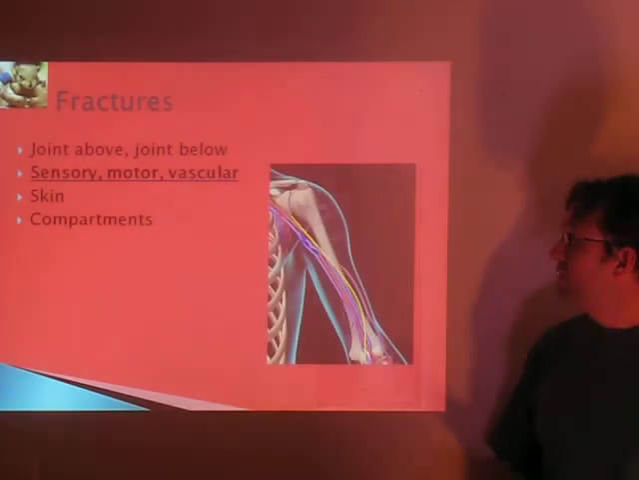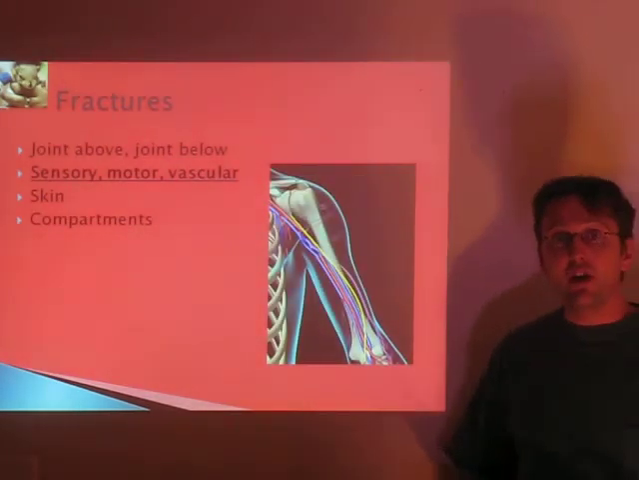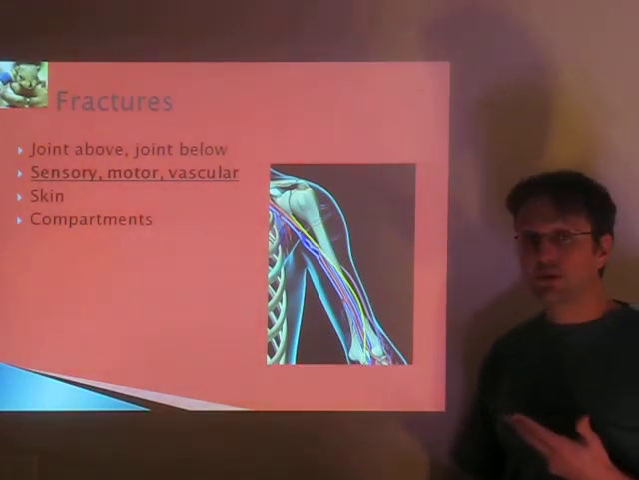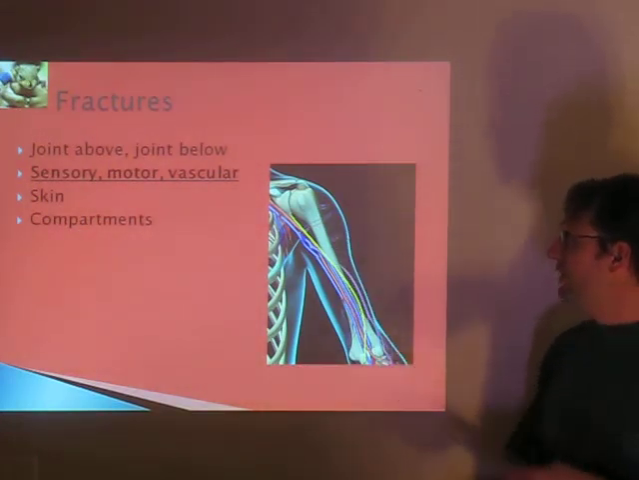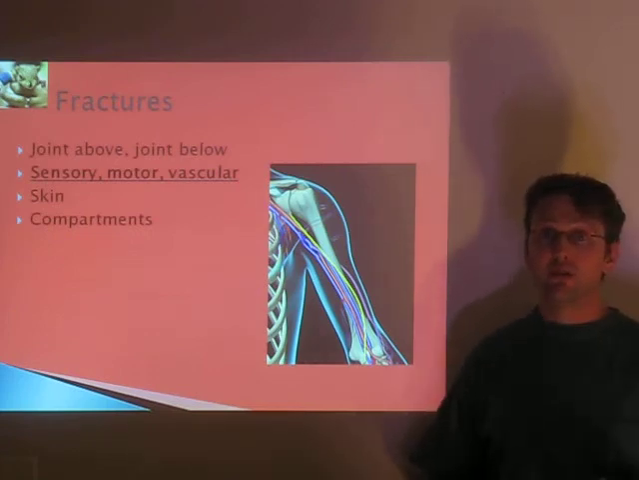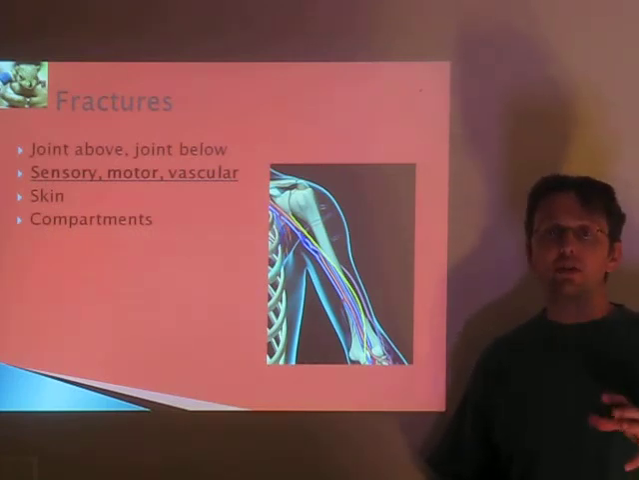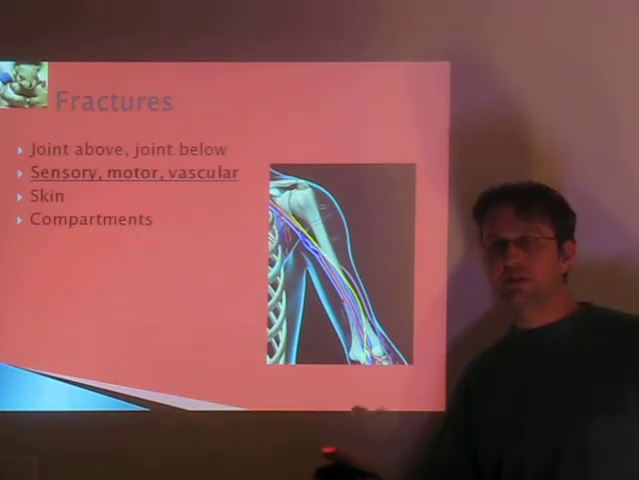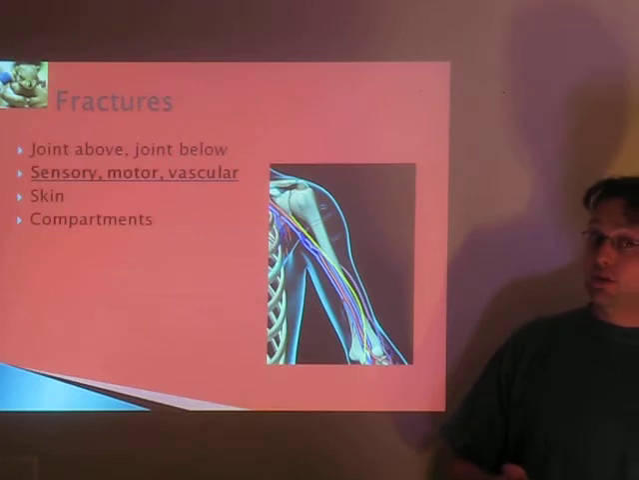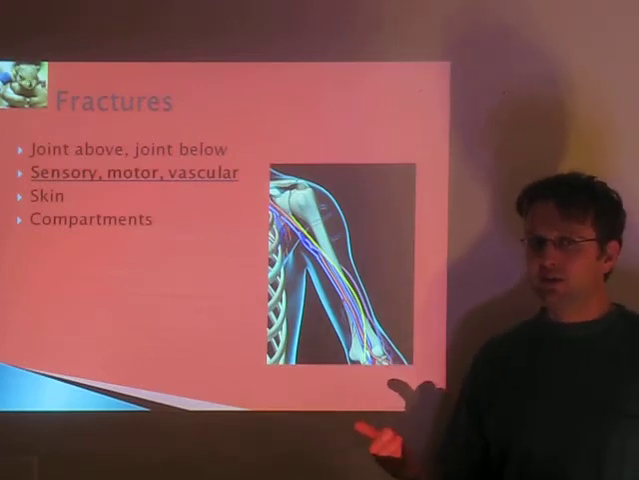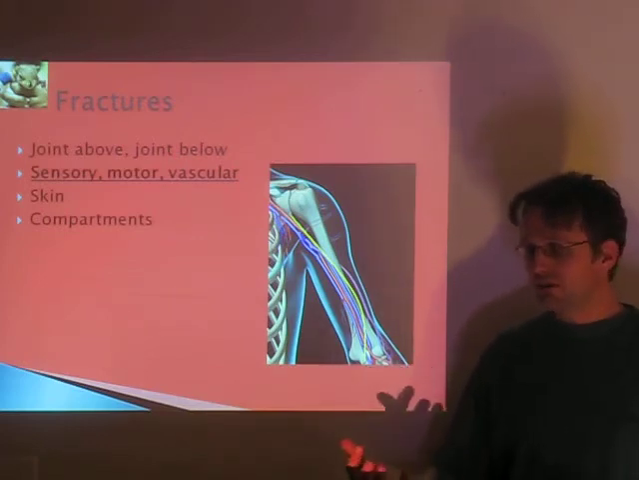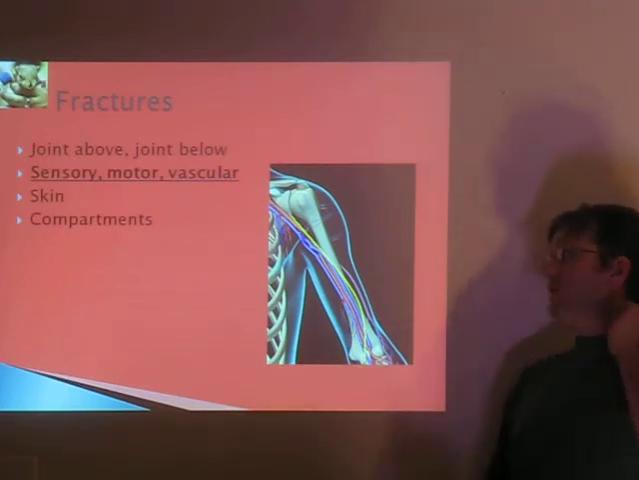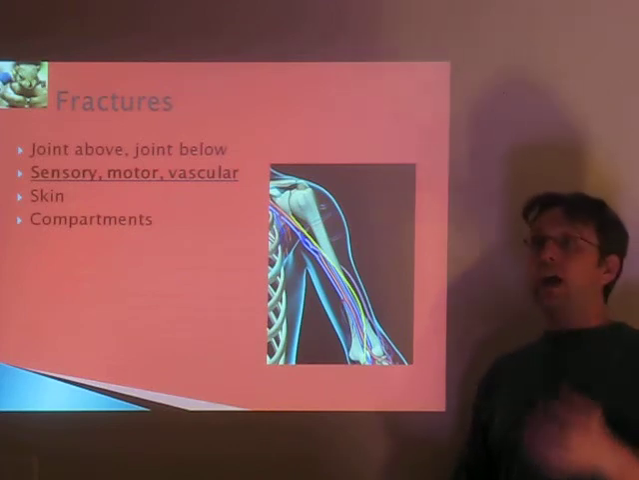Secondly, sensory motor vascular. As you can see in this graphic, nerves, yellow, arteries, red, veins, blue, all run right along the bone. So if you have a broken bone, it's very likely that one of these could be injured as well. We have to document they are not. Because with a broken bone, you put it in the cast, you send them home, they see orthopedics. If you have a ruptured artery, your arm dies if you don't fix that. If you have a ruptured nerve, you may never move that limb again if that's not fixed. So that makes this a much higher risk thing.